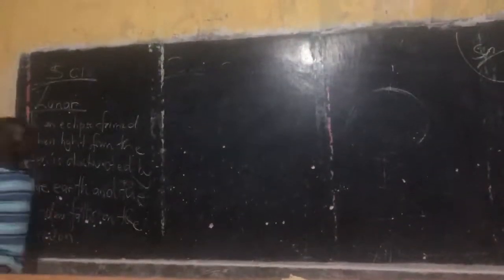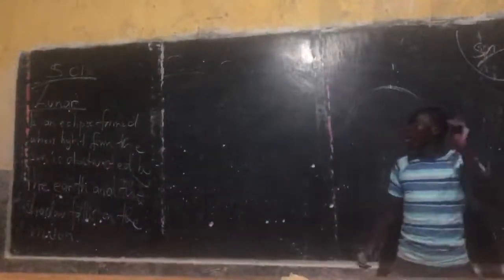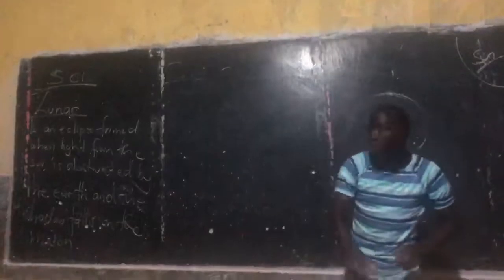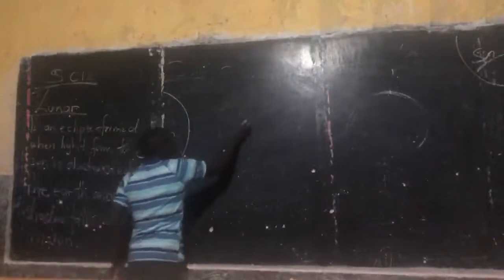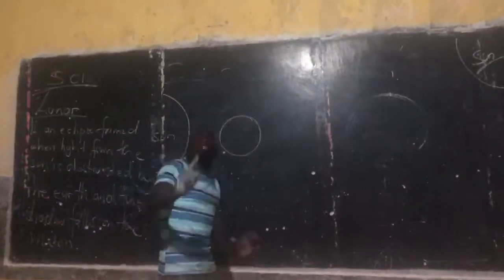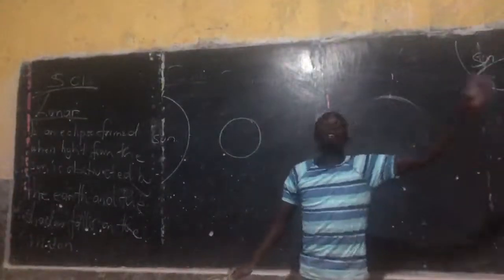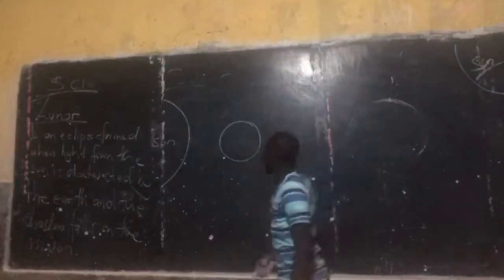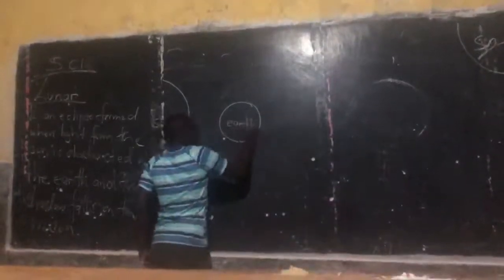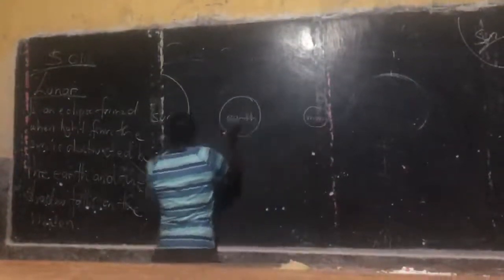It's a lunar eclipse. The lunar eclipse is an eclipse formed when light from the sun is obstructed by the earth and the shadow falls. This time round, it's not obstructed by the moon as in the solar eclipse. It is obstructed by the earth. Now the earth is in between, and the shadow falls on the moon, like this.